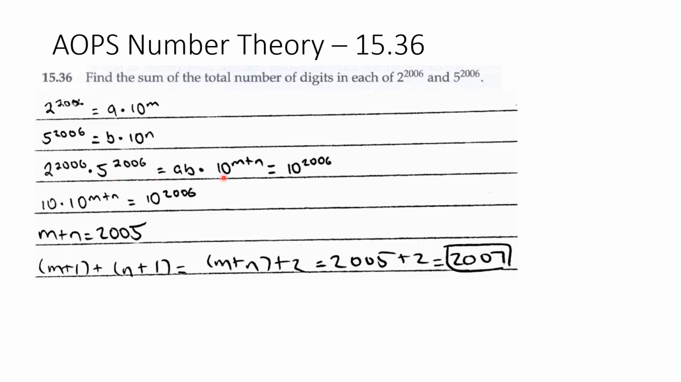to ab times 10 to the power of n plus m, if you multiply these two together, which is equal to 10 to the power of 2006. So 10 times 10 to the power of n plus m is equal to 10 to the power of 2006. So that means n plus m is equal to 2005. So n plus 1 plus m plus 1 is equal to n plus m plus 2, which is equal to 2005 plus 2, which is equal to 2007.